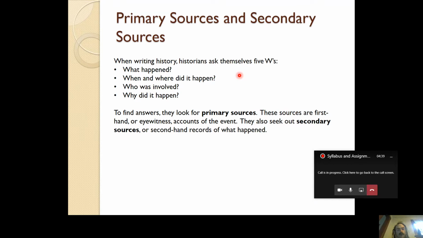And when reading history, when reading anything, when you read a modern news article, ask: what happened, when and where did it happen, who was involved, why did it happen, and another one that should be on there is why are they telling you this? Why is someone telling you what happened? Because everyone's got an agenda.